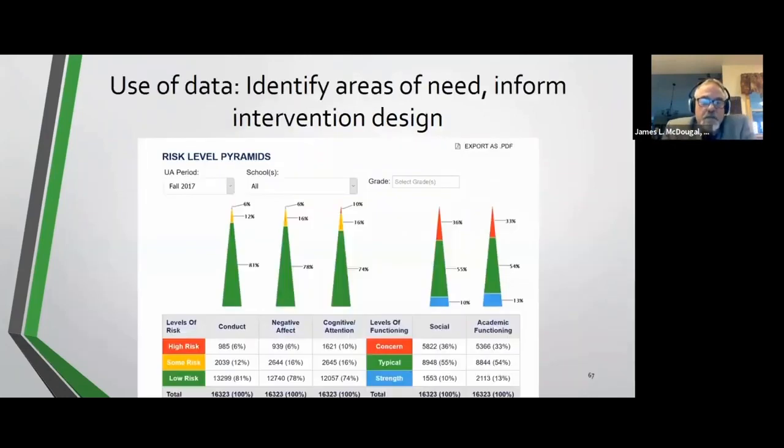Across the three tiers, this is what we use to look at tier one for universal screening given in the fall. And so with the triangles there would allow us to identify areas for intervention. So with this kind of data, I would probably target something around social and or academic functioning as a target of my tier one instruction.